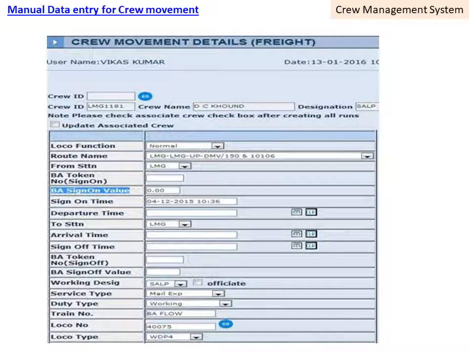This is where the crew ID will be shown. Once we call the crew ID, the data will automatically show where he was signing on, when he was signing on, whether BA value is there or not, and everything will be shown here. Where he is working, mail or express, freight or goods or passenger train, or any departmental train, will be shown here along with the loco number and loco type. Here we can feed the data and add it.